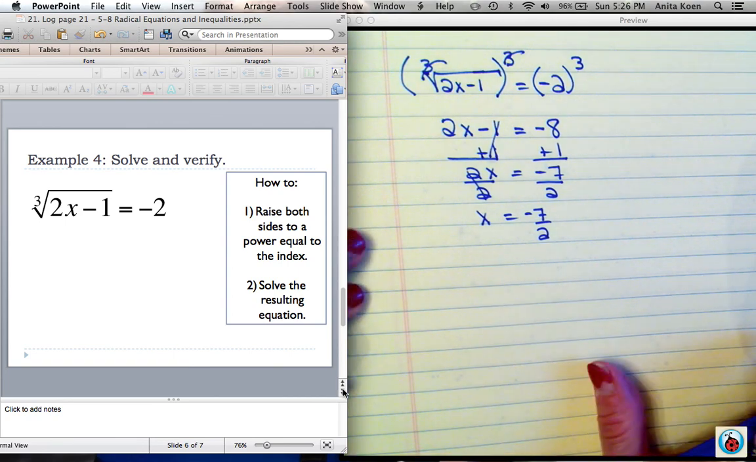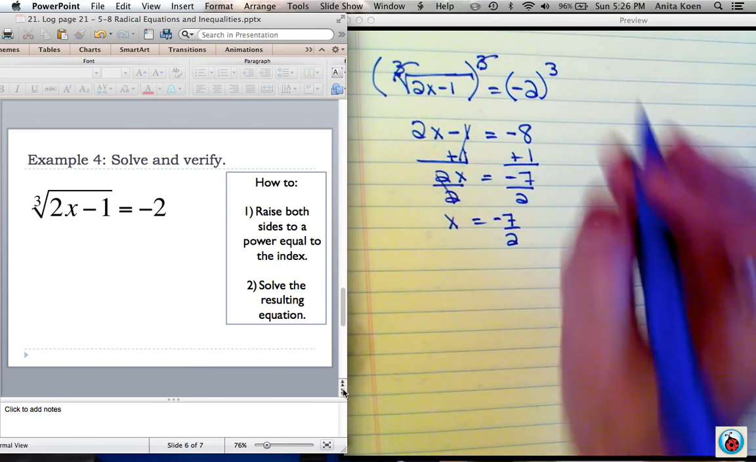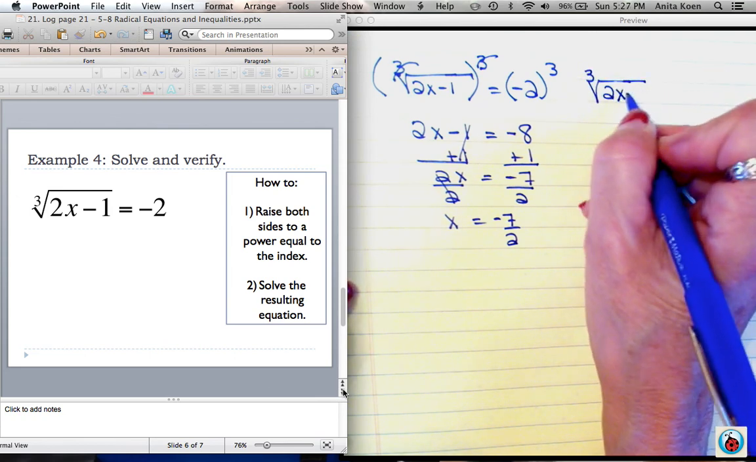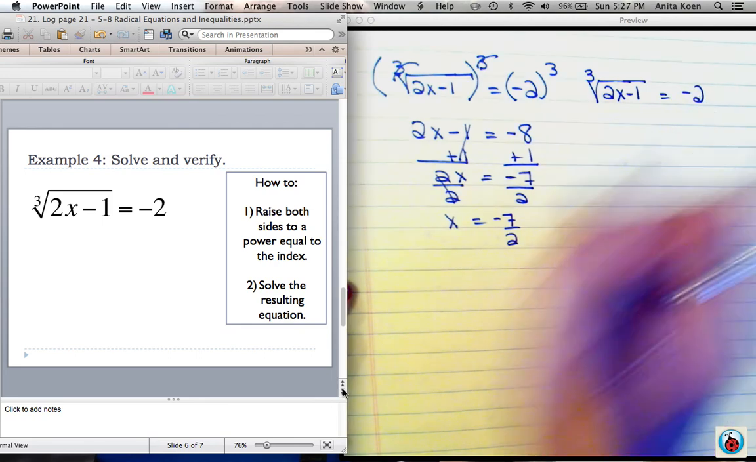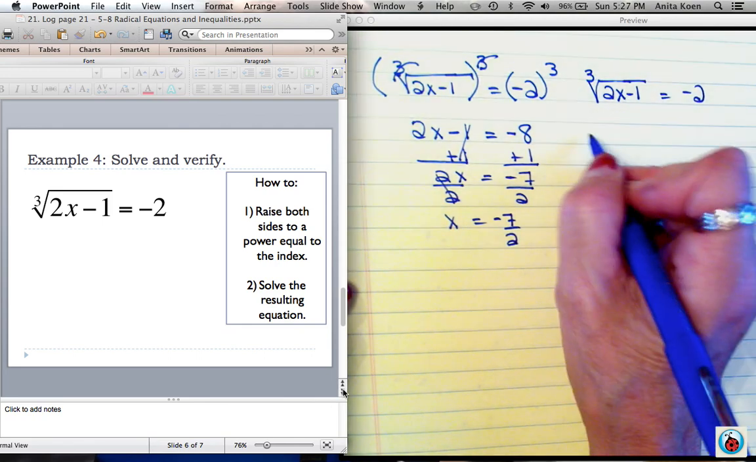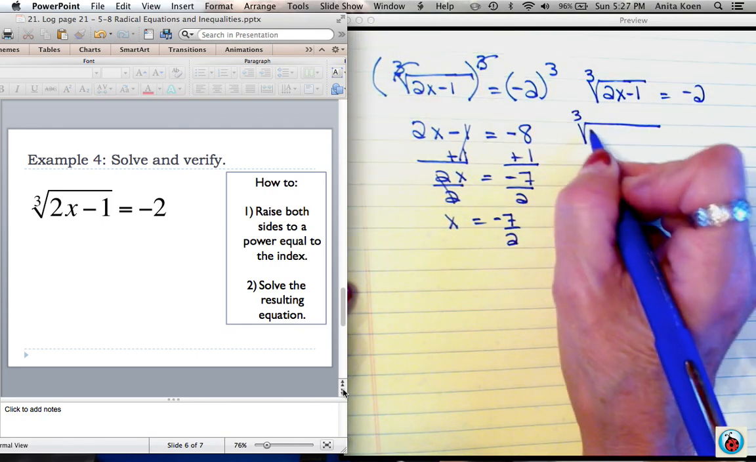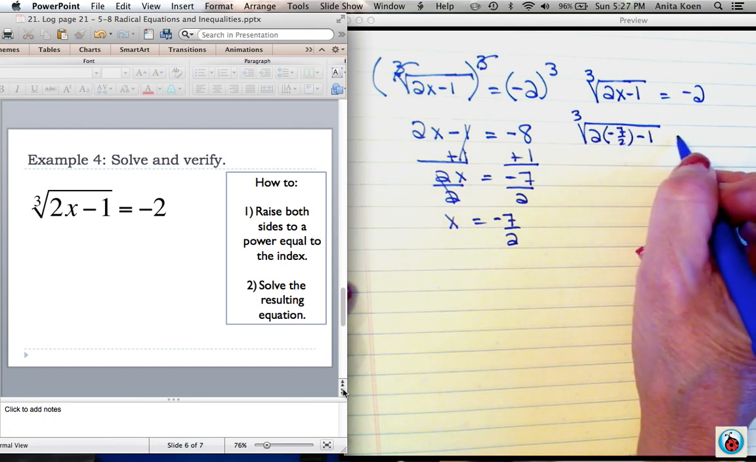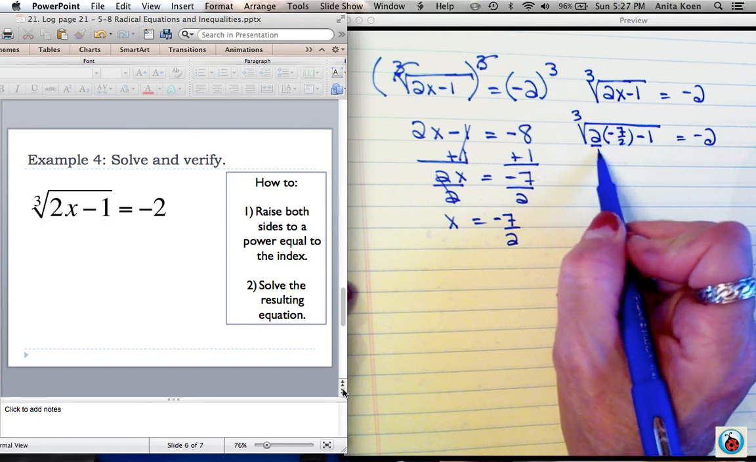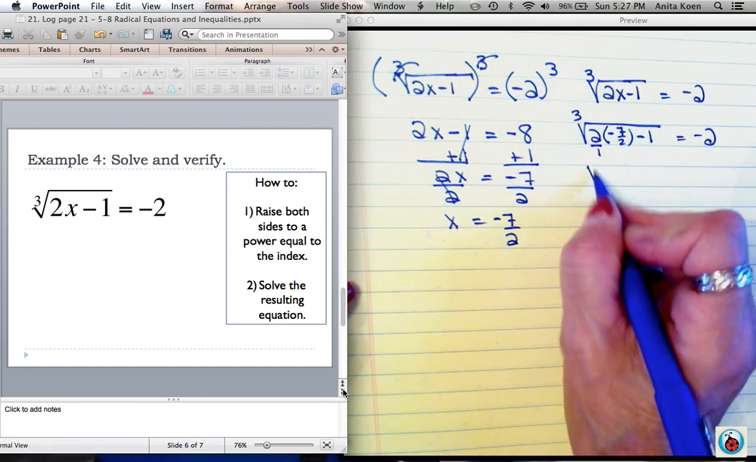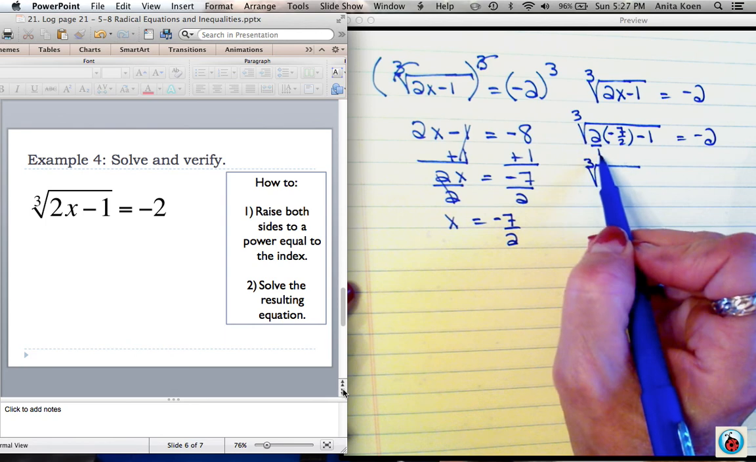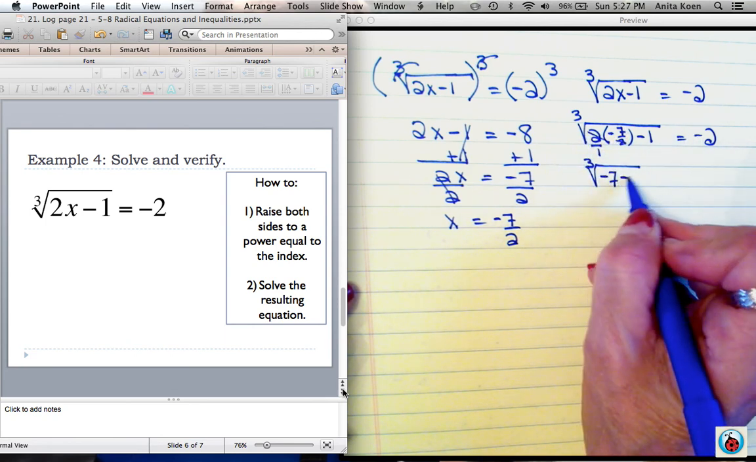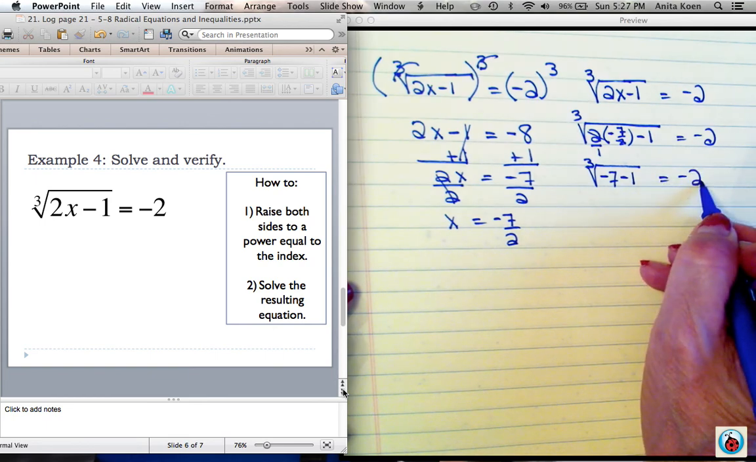Now we've got to verify that this is the correct answer, so we're going back to the original equation, and everywhere that we see an x, we're going to substitute negative 7/2. So this is the cube root of 2 times negative 7/2 minus 1 equals negative 2. This is 2 over 1. So this is the cube root. 2 over 1 times negative 7 over 2 is negative 7 minus 1 equals negative 2.